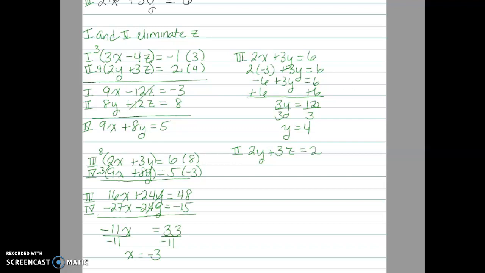So I'm just going to substitute the value for y and just go ahead and solve for z. So here I found z to be negative 2, which means the one point where these three planes intersect is the point (-3, 4, -2).